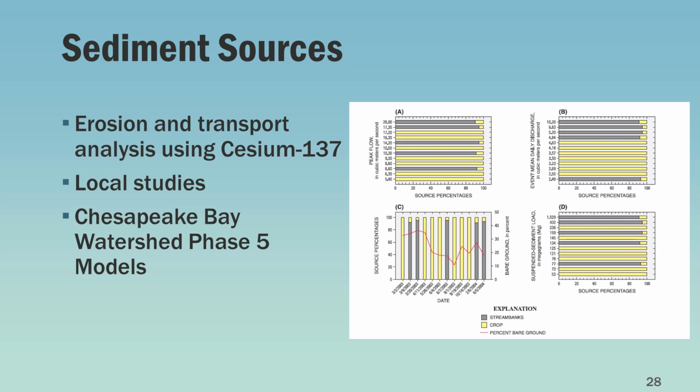Transport analysis was done using cesium-137 for the sediment fingerprinting work. There are also a lot of local studies, including numerous studies by Walter and Merritts of Franklin and Marshall College that have focused on different sections of the Conestoga River and their effort to quantify the amount of sediment that is being transported to the Susquehanna and ultimately to the bay. In addition, the Chesapeake Bay models were also used to constrain the upland component of this integrated modeling system.